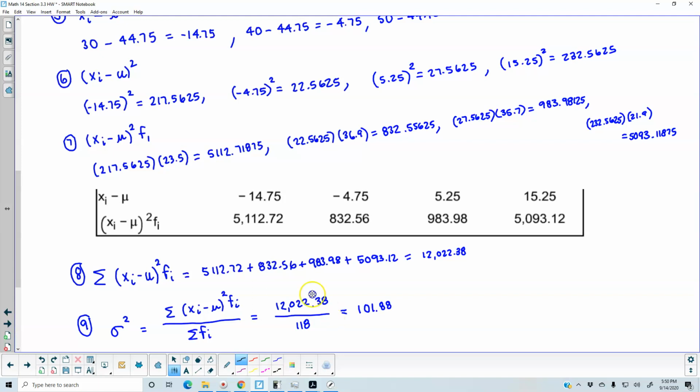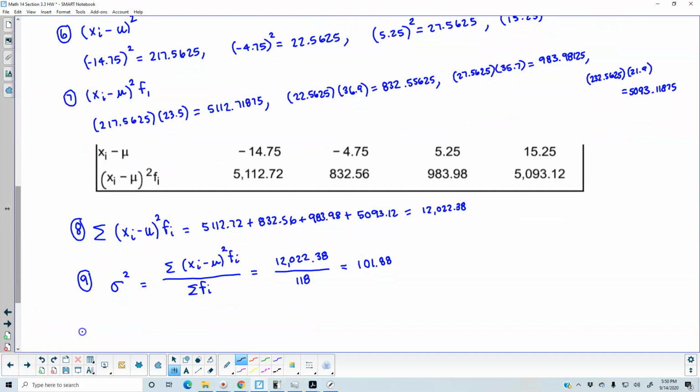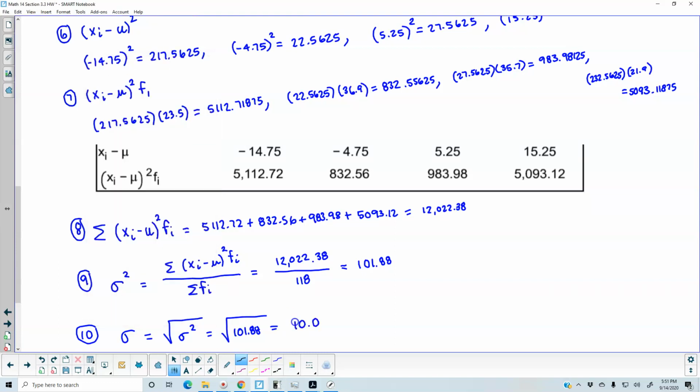So that's 101.88 for the variance. And then to find the standard deviation, it would equal the square root of the variance, which is the square root of 101.88. So let's take the square root of 101.88. And that gives us 10.09 as our standard deviation.